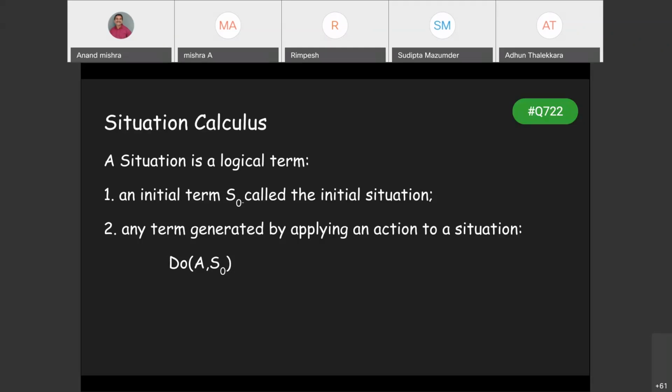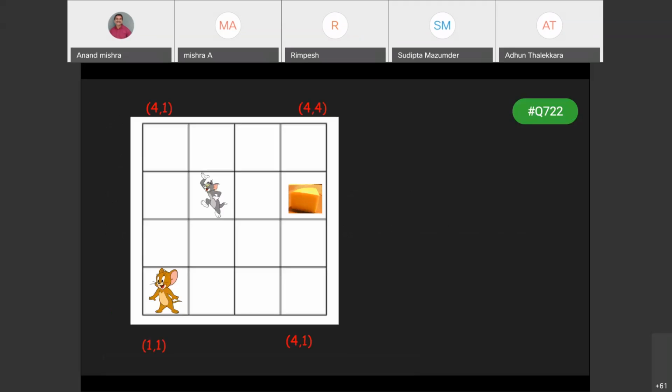That's the initial situation. If you perform any action, any term generated by applying an action to a situation will give you a new situation. Let's say S0 is your initial situation, and A is an action. If you apply the action in this particular situation, then the situation will change and you will get a new situation S1. This looks very abstract, but let's look at a very simple example I have here, which will give a clear idea of what we are talking about.